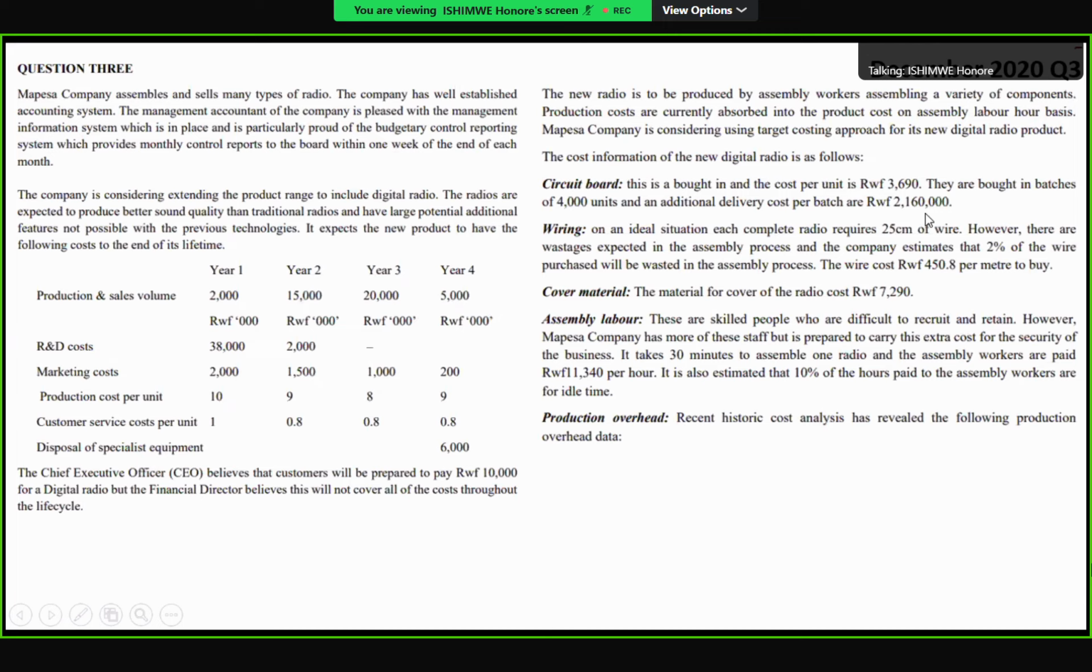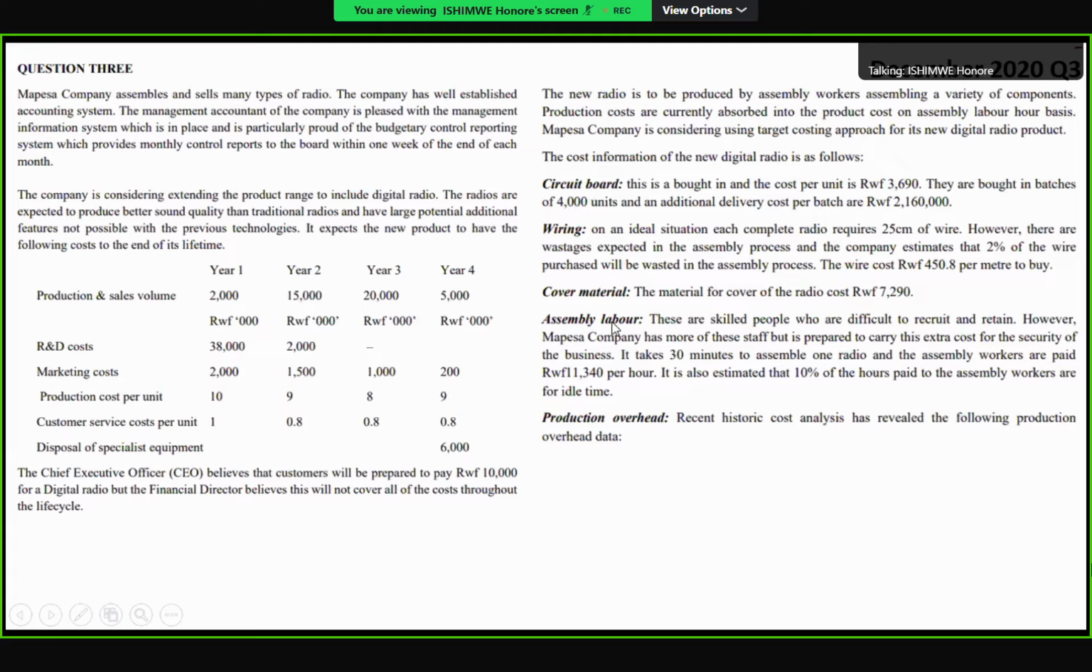2,106,000. Wiring: in an ideal situation, each complete radio requires 25 centimeters of wire. However, there are wastages expected in the assembly process, and the company estimates that 2% of the wire purchased will be wasted in the assembly process. The wire costs 450.8 per meter to buy. Cover material: the material for the cover of the radio costs 7,290.